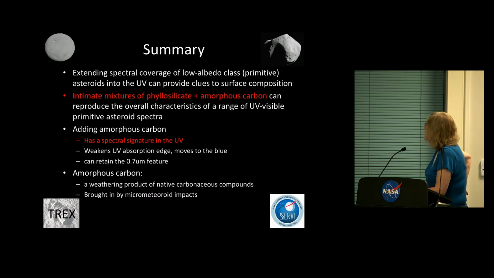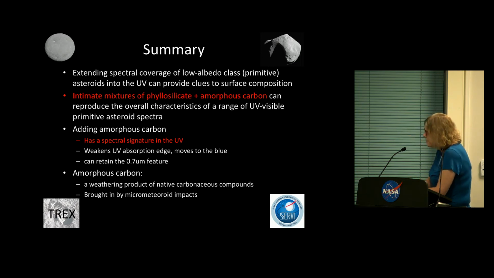Anyway, at the end, where we are, and we're still working on this, we extended the coverage of low albedo asteroids, the primitive or very, very dark albedo asteroids, into the UV, and we think it can provide us clues into surface composition. Intimate mixtures of phyllosilicates and amorphous carbon will reduce the overall characteristics of a range of the UV-visible primitive asteroid spectra. The darker it gets, if you have an intimate mixture of it, then you start to see a decrease in the depth of some of these features.